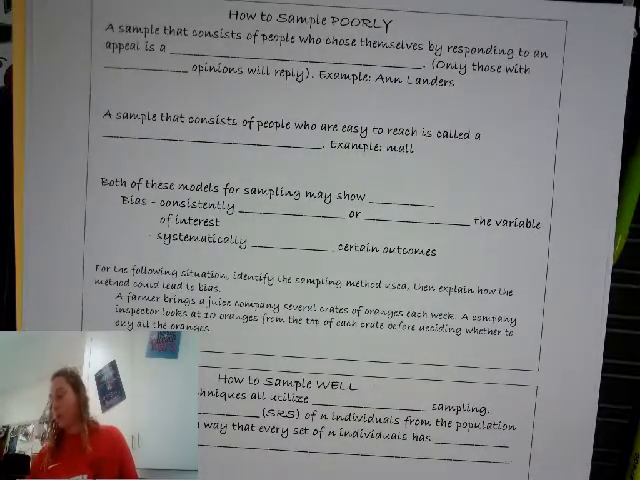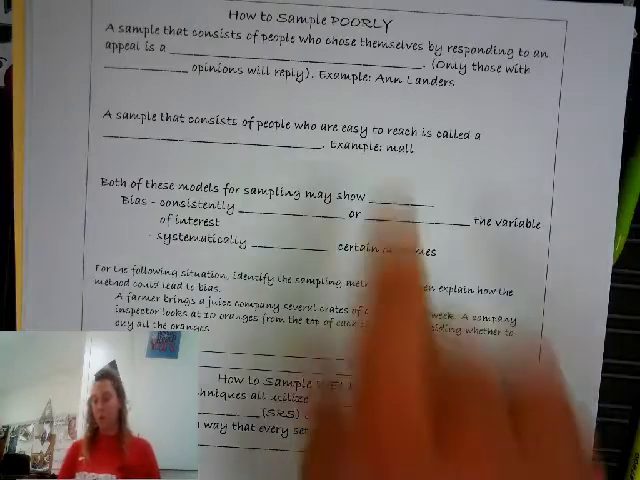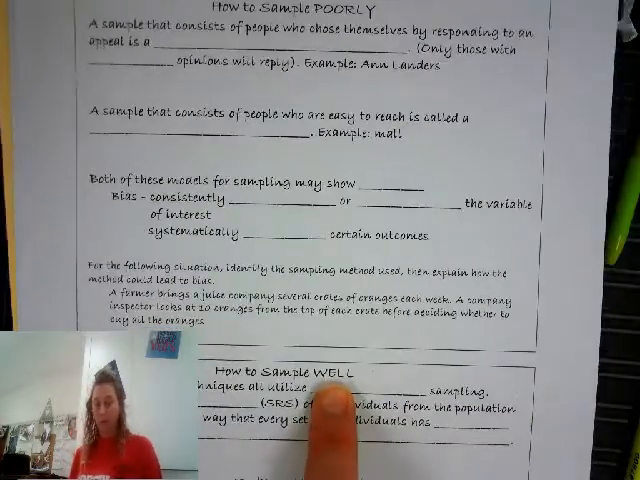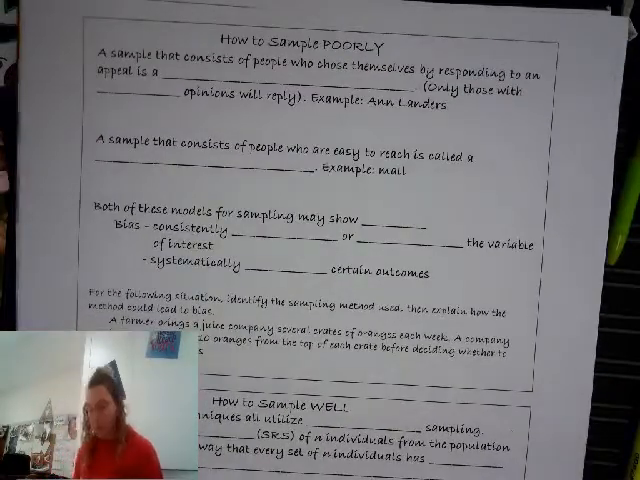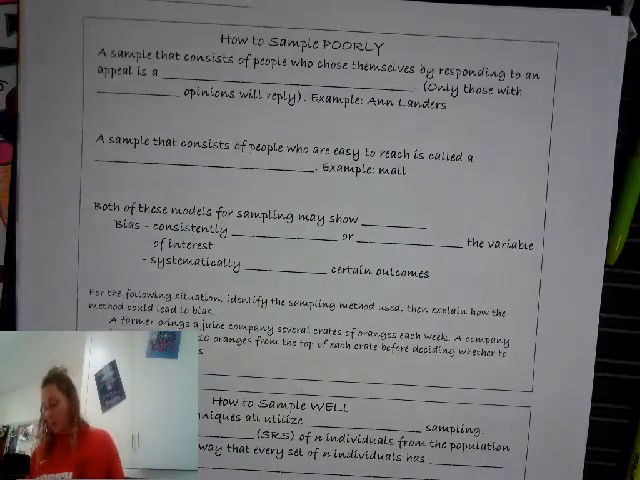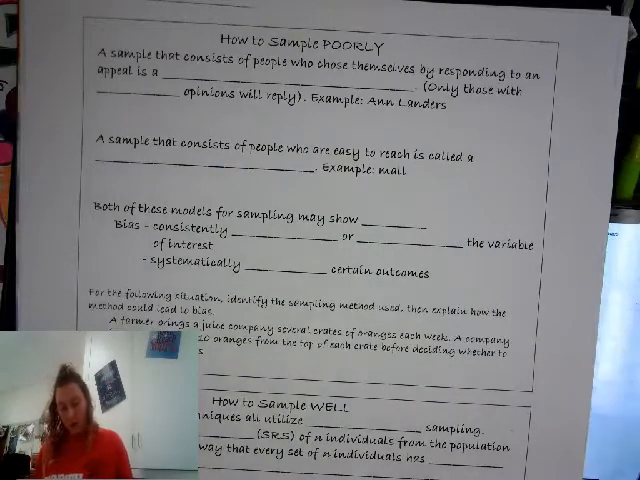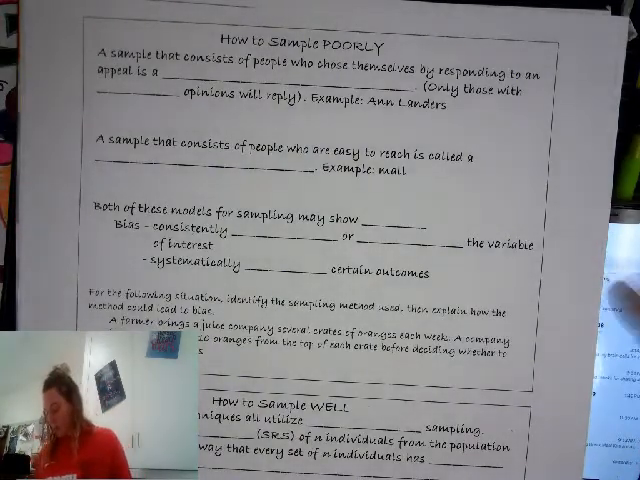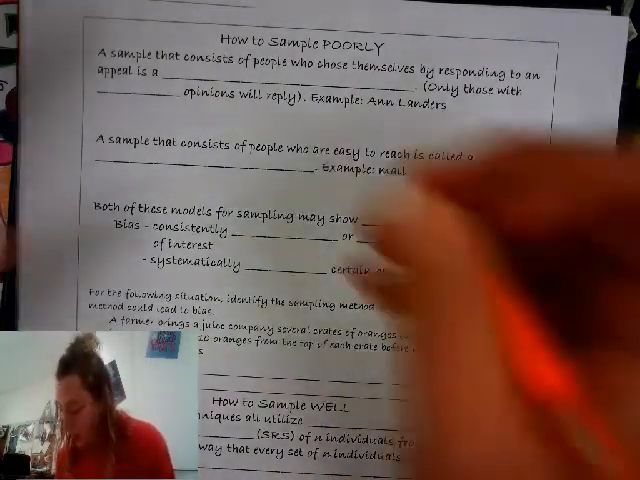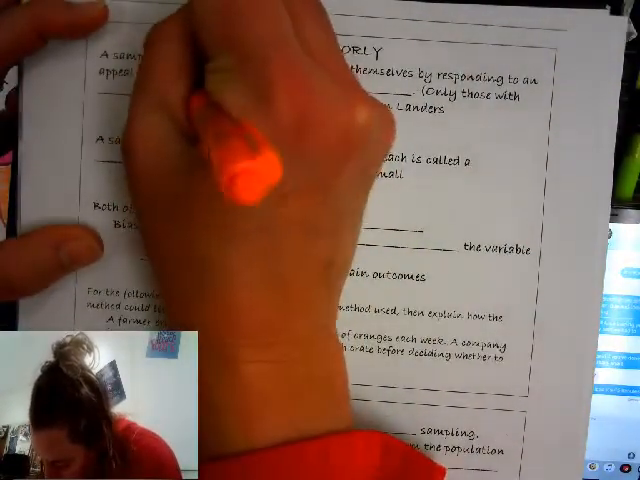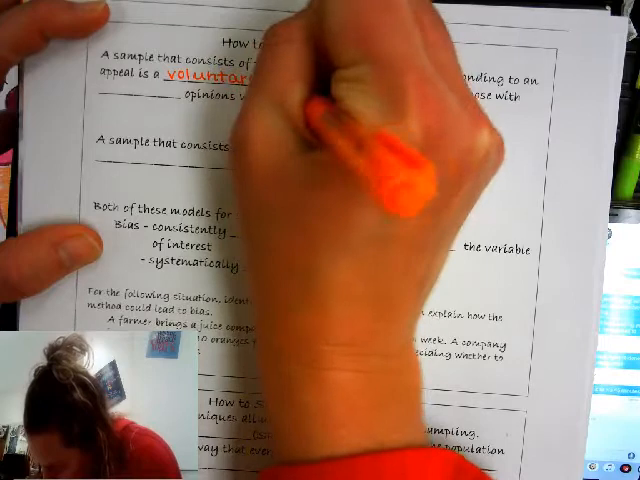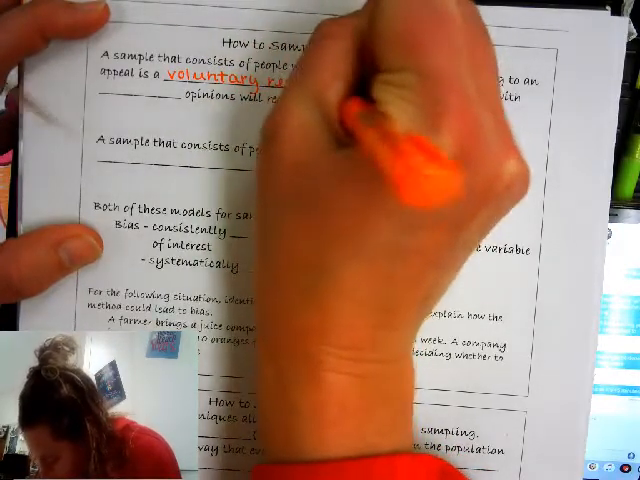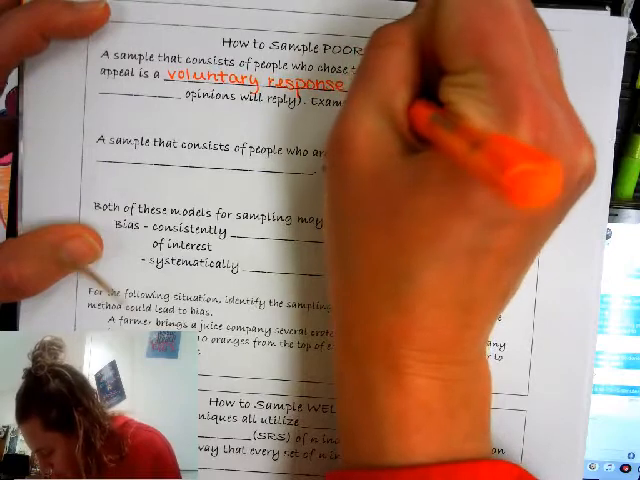So of course, when you're sampling, you can sample poorly and you can sample well. We're going to talk about poorly first. A sample that consists of people who choose themselves by responding to an appeal is what we call a voluntary response sample. And of course, when you have that kind of sample, you're only going to get people who have really strong opinions.